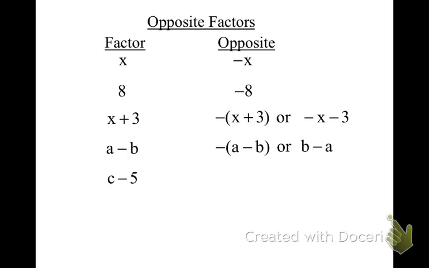So how would the next one look? Yes? 5 minus c. 5 minus c. You guys with me? Okay. How about the next one? The opposite of 5y squared minus 4. Everybody. You get the idea?